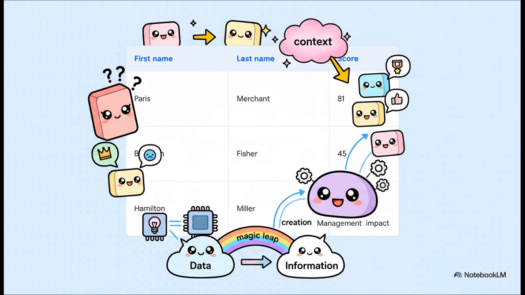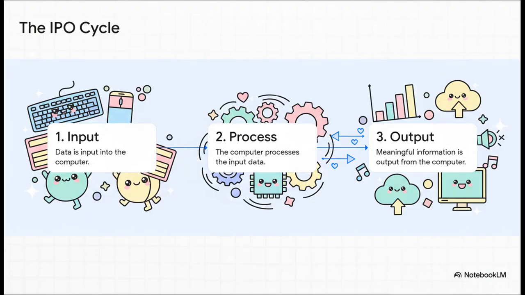Paris Merchant got a score of 81. This is the magic moment. This is the transformation from useless data into valuable information. Information is just data that we've processed to give it meaning. And the way computers pull this off is with a simple but super powerful 3-step cycle.